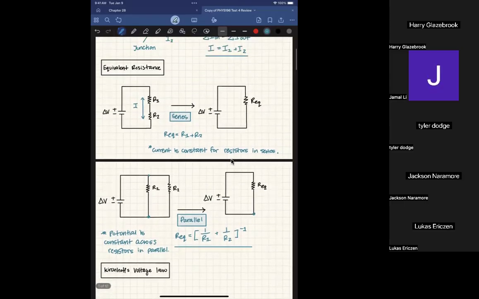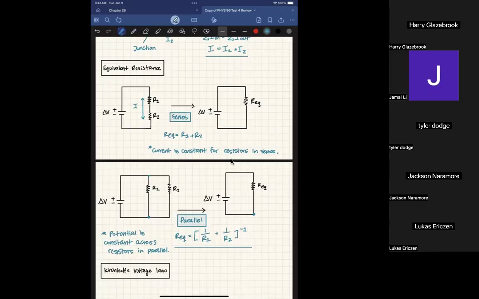So general rule, if you see a circuit that's this simple, especially if it only has one battery, your best bet is to use equivalent resistance to just simplify the circuit. Anything more complicated, if you see more than one battery, or a lot of resistors, usually at that point you want to use Kirchhoff's loop rules.